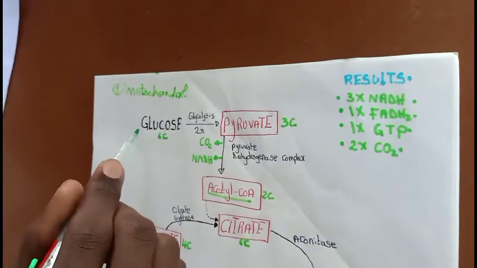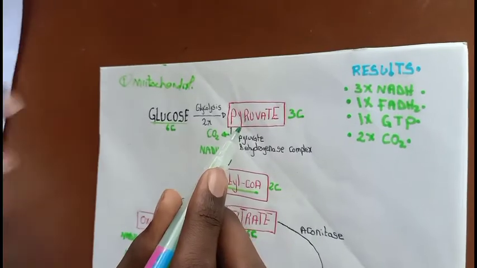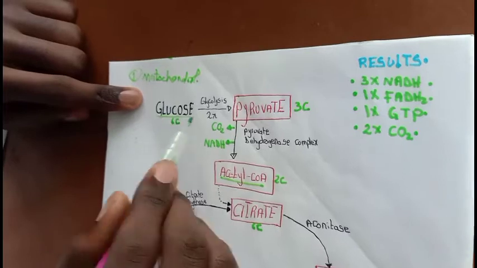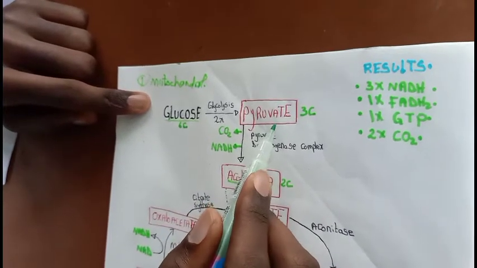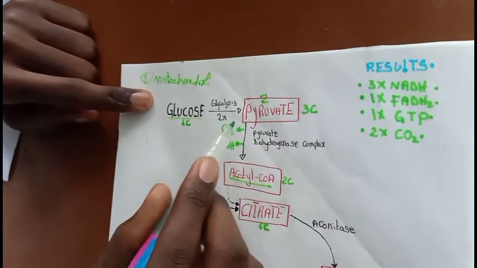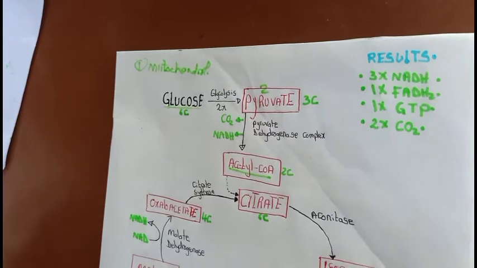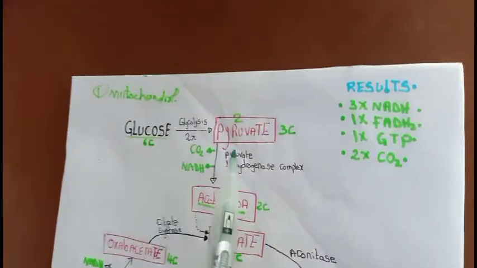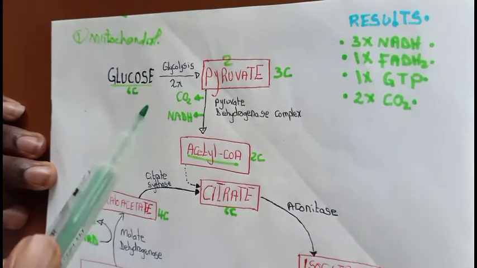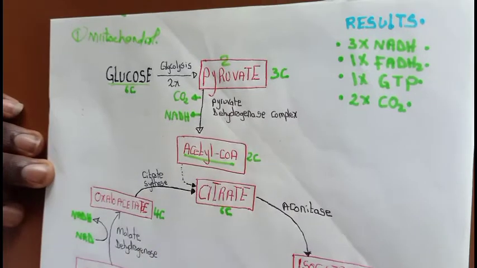First of all, if you watched my last video of how we converted glucose to pyruvate, as you see here, a glucose which was a 6-carbon compound was converted to pyruvate through glycolysis, and here we formed 2 pyruvate compounds, which each one will be containing 3-carbon compound. So this pyruvate will be converted to acetyl-CoA by an enzyme called pyruvate dehydrogenase complex.